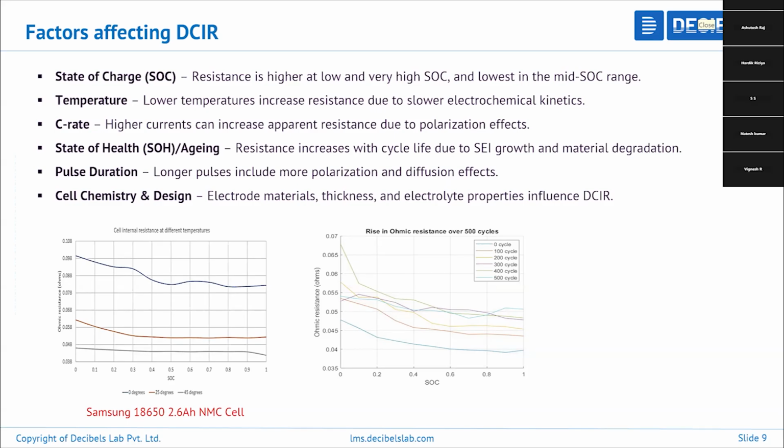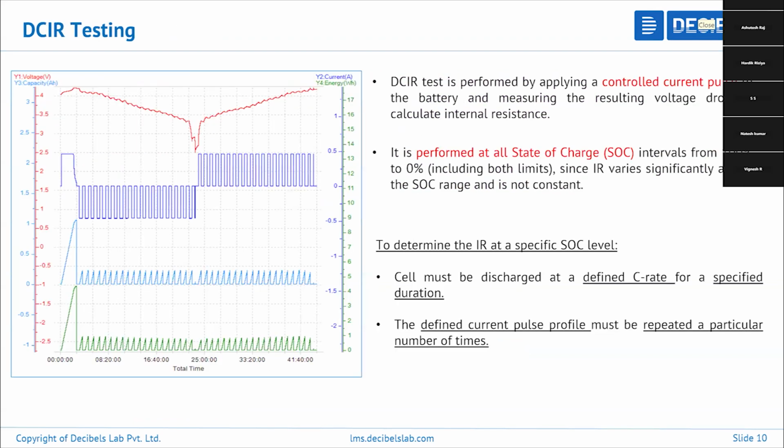Then again, with your state of health, aging, especially when your battery ages, whatever materials it has will get degraded, and because of that we will get some changes in the resistance. Also with pulse durations and with different cell chemistry. Here we have tested Samsung 18650 2.6 ampere-hour NMC cells, and we can observe how the cell internal resistance varies at higher and lower SOC, and how it changes with cycle aging.